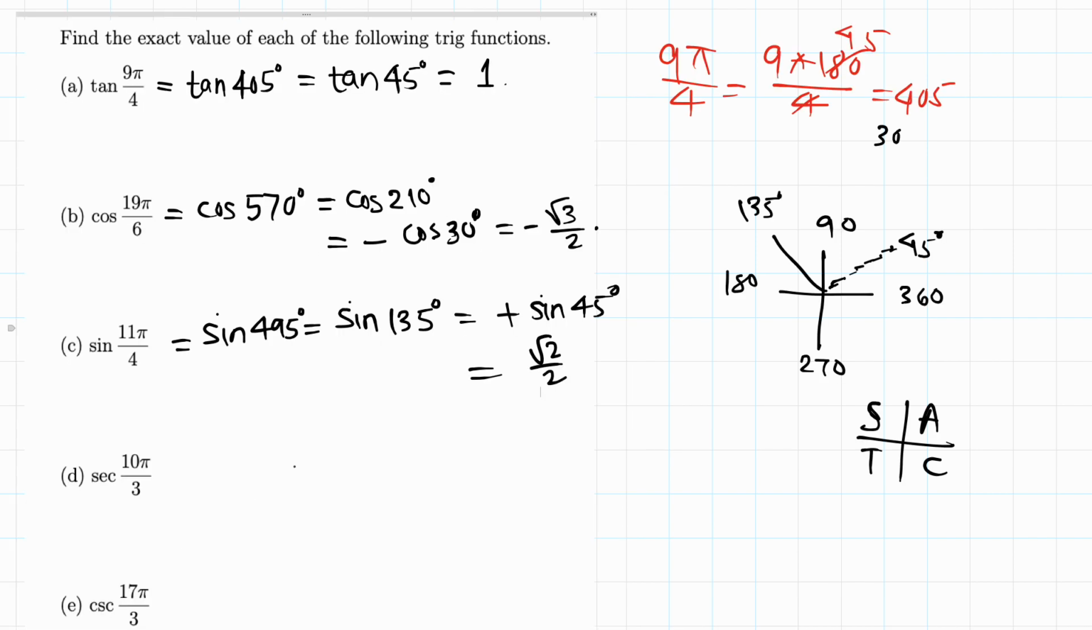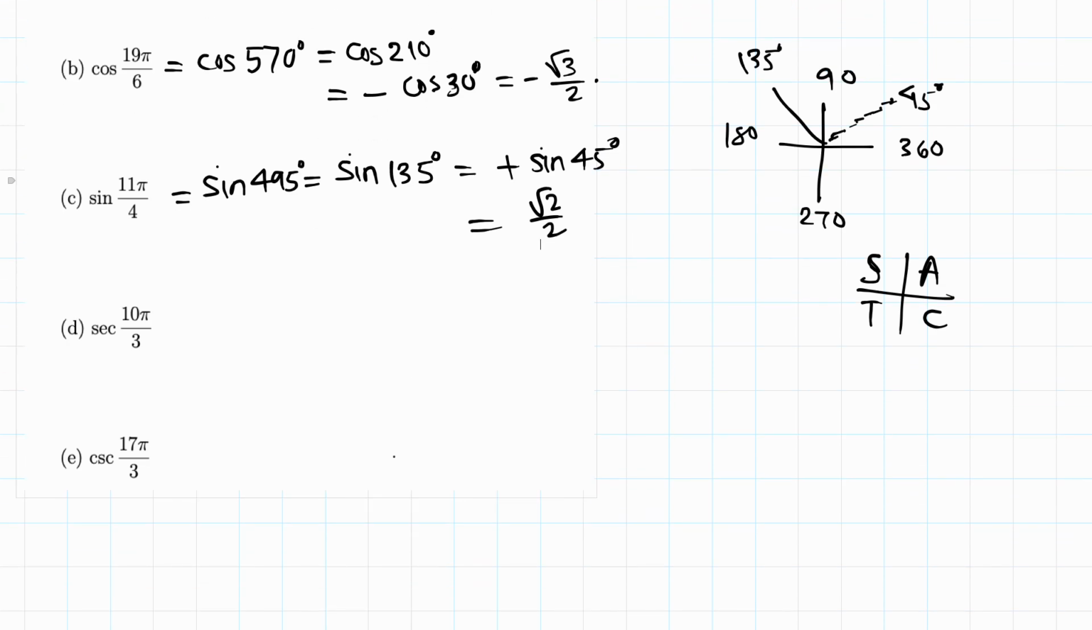Okay, so let's continue. Secant 10 pi over 3. What is 10 pi over 3? Okay, pi is 180. 60 times 10, 600. Bigger than 360, so subtract 360 from 600. So what is that then? 240.